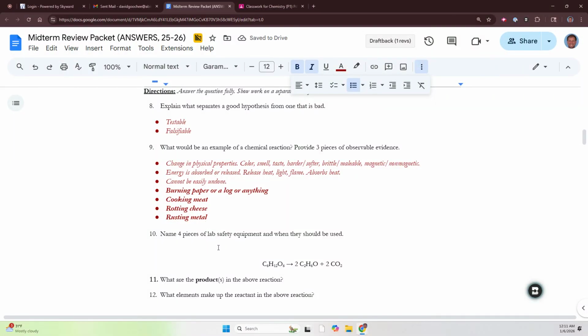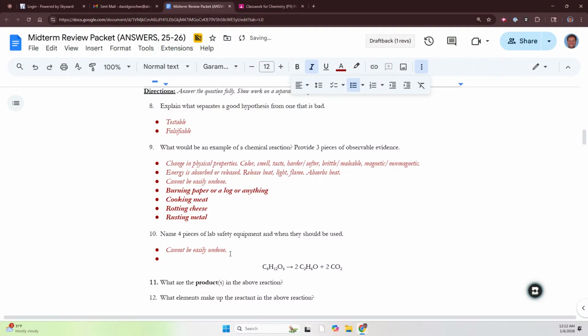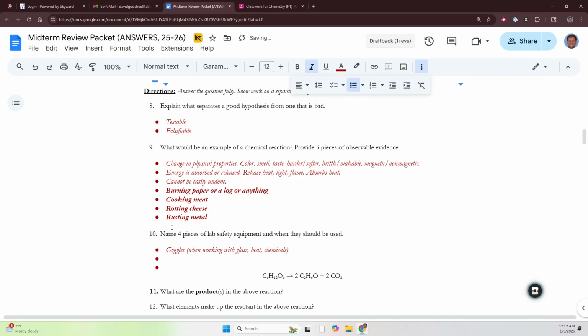Name four pieces of lab safety equipment and when they should be used. All right, so let's go through some of this. Yes, there will be lab safety questions. Goggles. All right. When working with glass, heat, chemicals, anything that could damage your eyes. Eye wash. All right. When chemicals get in your eyes.